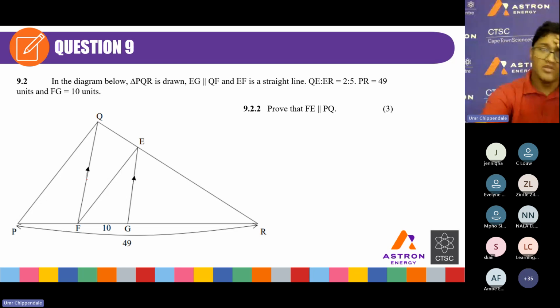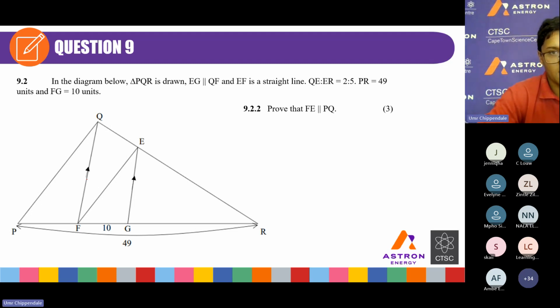Now, 9.2.2. Prove that FE is parallel to PQ. So, okay, FE needs to be parallel to PQ. This is going to be worth 3 marks. Now, when we deal with this, it's parallel, so it's not perpendicular, so we don't do the gradients, which is -1. We're going to change this up a bit. In this particular case, we need to make sure that they are equal to each other.